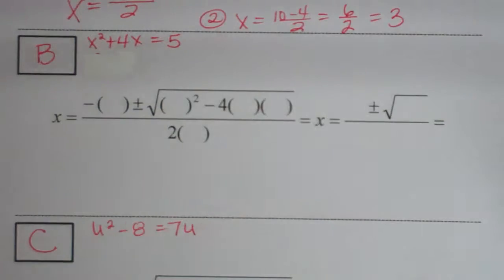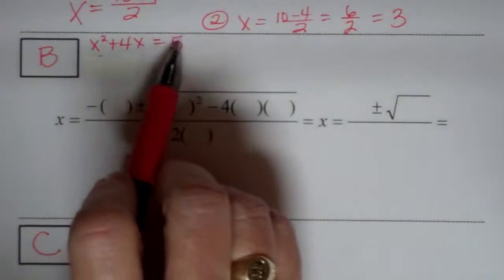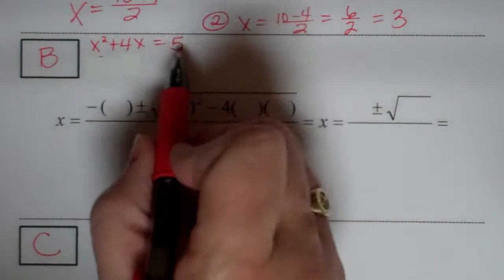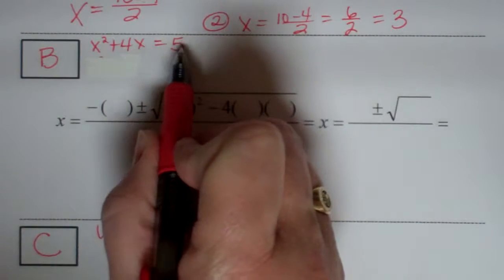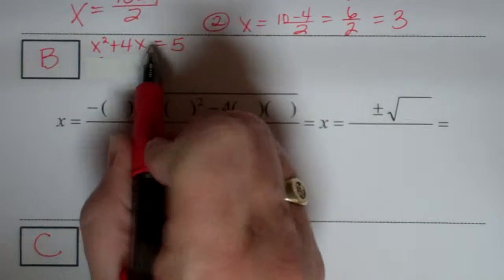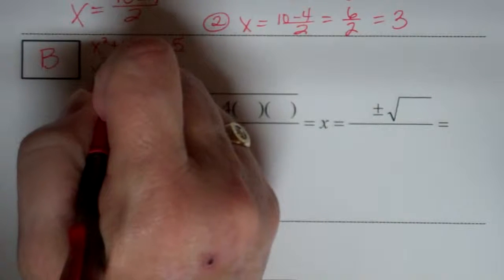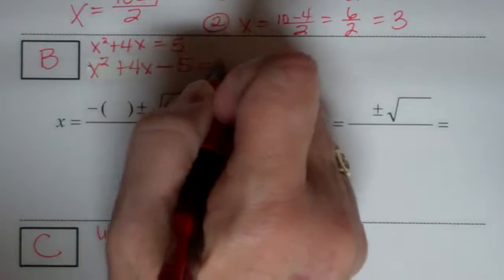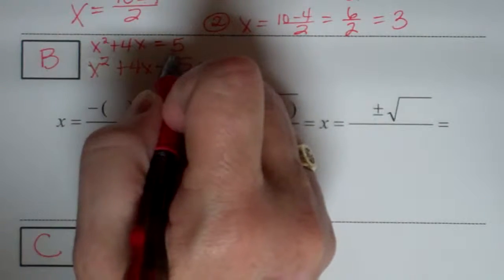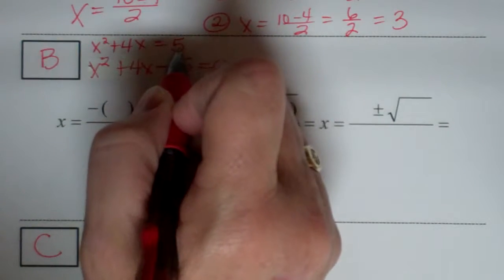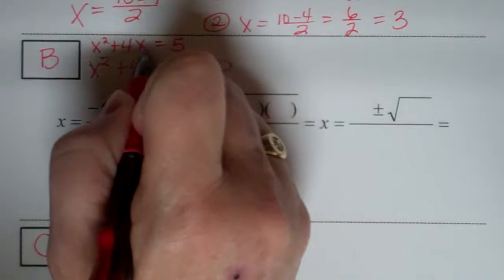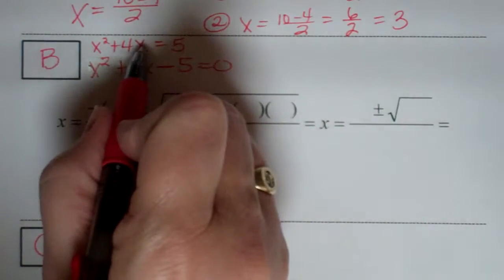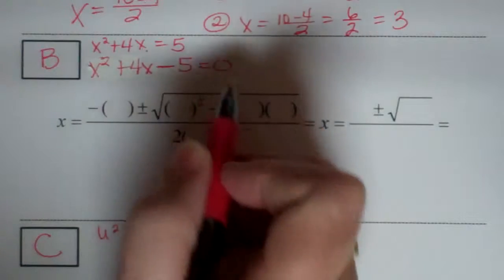Please remember at the top of your paper, we had that big old 0. That's not a 0 here, so I need to move it over. Positive 5 on the right hand side will be minus 5 on the left hand side. So now I have x squared plus 4x minus 5 equals 0. Because what I did in my head was I want this gone. How do you get rid of a positive 5? You subtract 5 from both sides. And this is a subtract 5 on this side, and over here 5 minus 5 was 0.